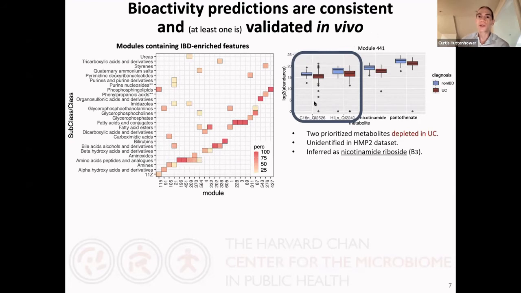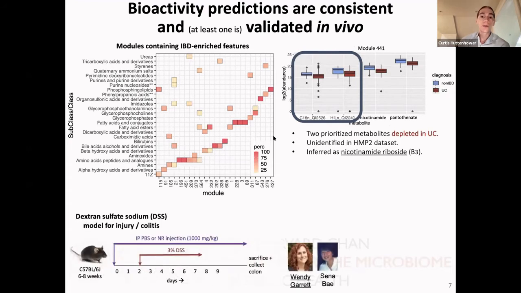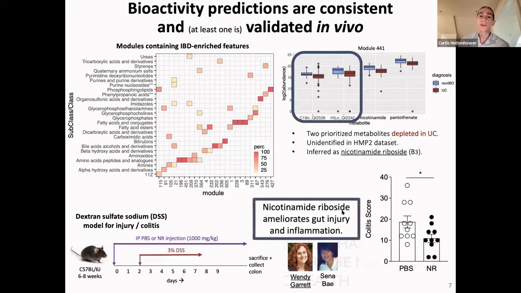So in this particular module, there were a few copies of the same unknown compound related to nicotinamide that we predicted to be nicotinamide riboside or vitamin B3, which were implicated in Crohn's disease specifically, which turned out to actually be anti-inflammatory. We're looking into the ways in which microbes might be generating nicotinamide riboside and its derivatives from nicotinamide still. But in a mouse model of colon injury run in Wendy's lab, supplementation with nicotinamide riboside did indeed alleviate gut injury as a result of this DSS perturbation, which is exactly what we'd predict from the human phenotype as well.